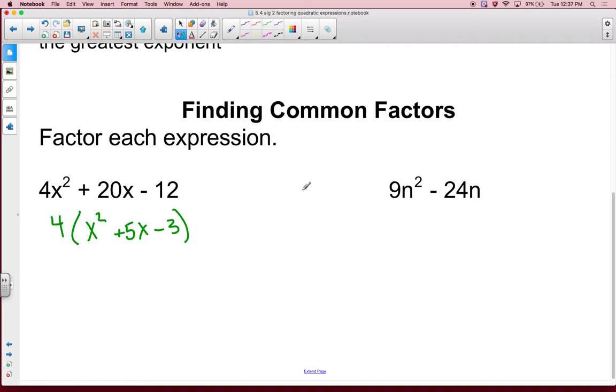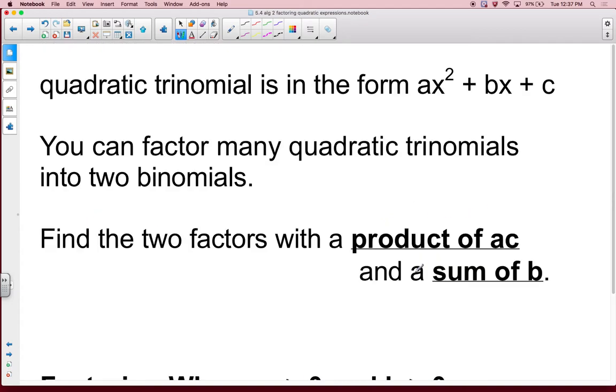All right, moving on. If we look here, we want to look to see what can I take out from both a 9n squared and a negative 24. We should be able to see that I can take out a 3n, and then I'm left with a 3n minus an 8. Okay, and those are factored.